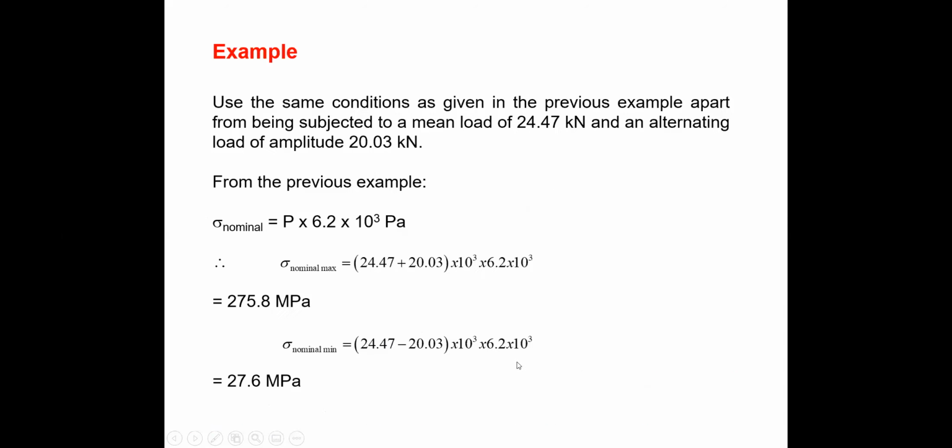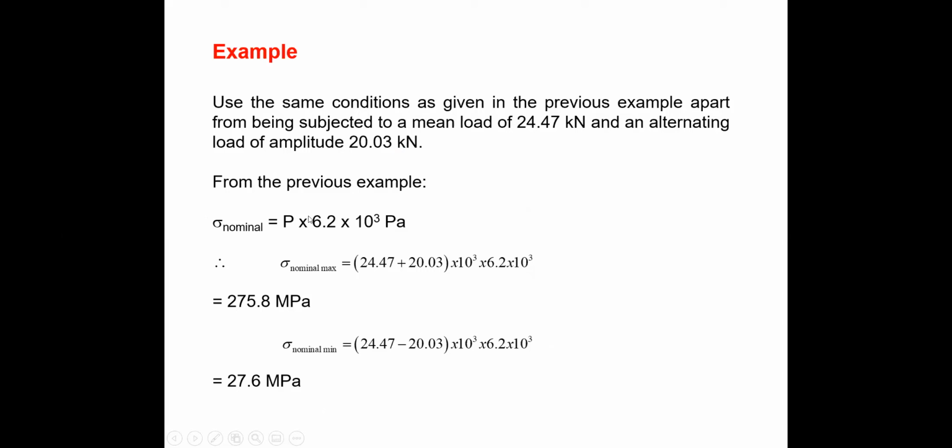So in this one, there's an additional thing they did. They increased the same question, same thing, just only changing the mean load value and alternating load value. Earlier it was around 8 point something and 13 point something, but here it is increased until 24.47, and sigma A is also increased until 20.03 kilonewton.